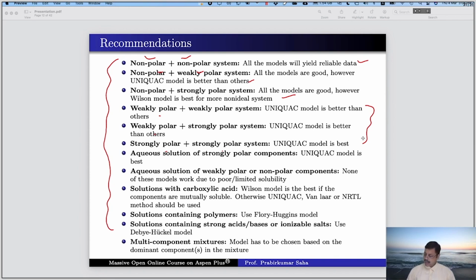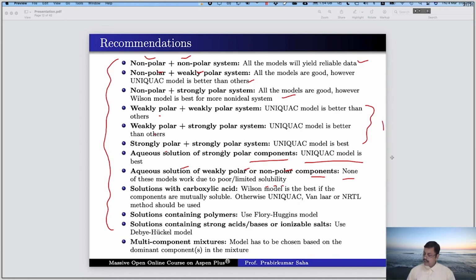Again, for aqueous solution of strongly polar component, that means one of the component is water, the other component is strongly polar component, then Uniquark model is the best. And aqueous solution of weakly polar or non-polar components, none of these models work due to poor or limited solubility. Because water is a polar solvent, and if the component is non-polar or weakly polar, then it will not be dissolved in water. So none of these models work.